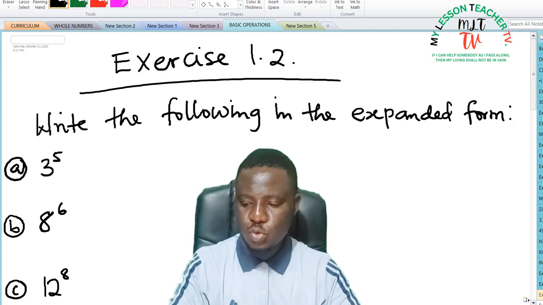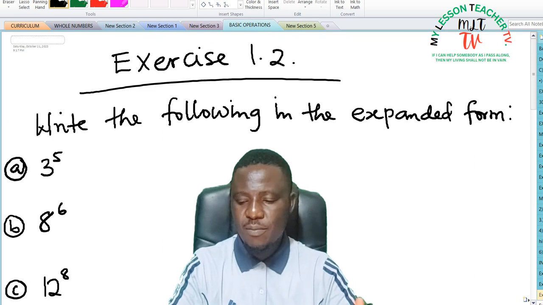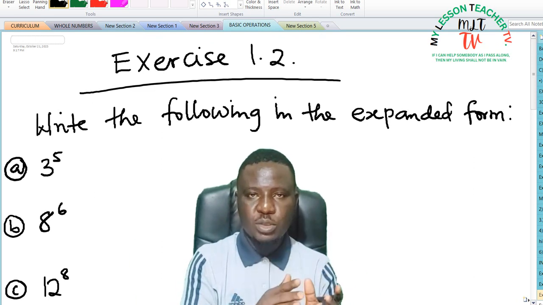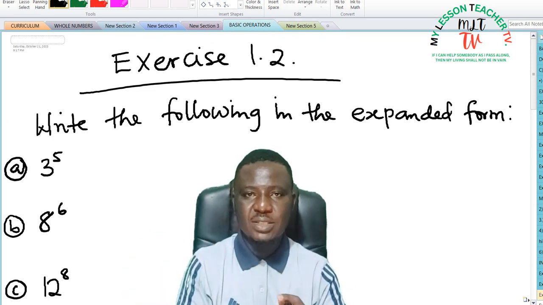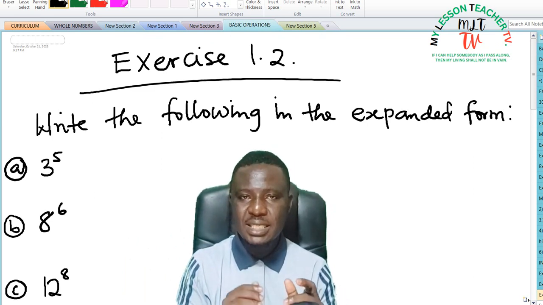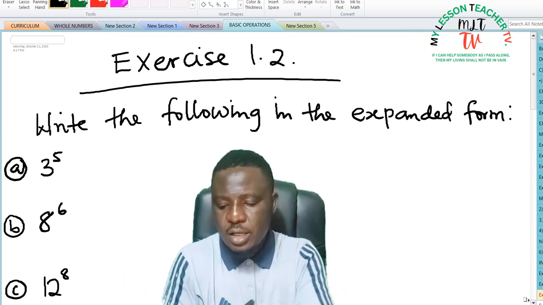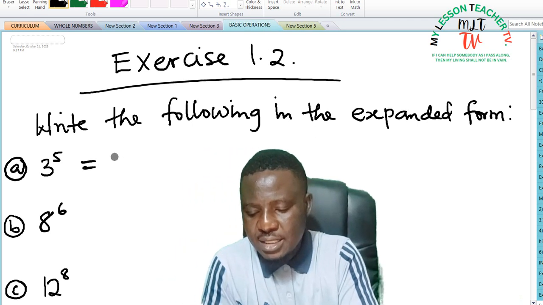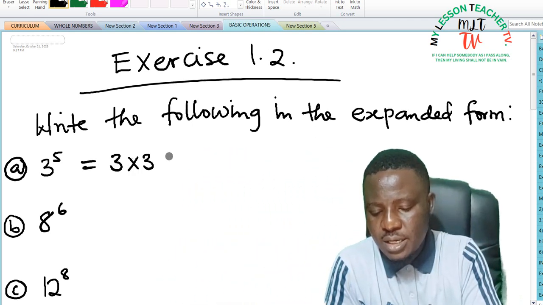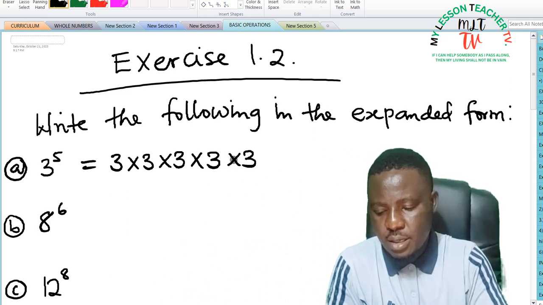Exercise 1.2 says we should write the following in the expanded form. This is the opposite of what I gave you at the last class, where you were given the expanded form and asked to write it in index form. So, writing the following in expanded form: A, 3 to the power 5 can be written as 3 times 3 times 3 times 3 times 3.